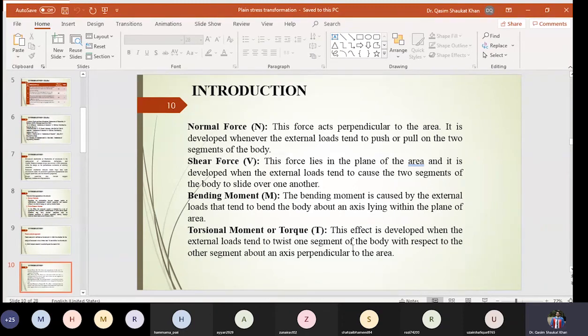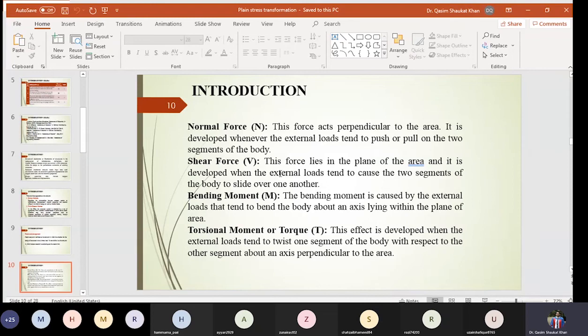ठीक है जी? So normal forces, these are the forces which act perpendicular to the area. These will produce tensile forces and compressive forces. Shear force is the force which lies in the plane of area, which tries to cut the element into two halves. Shear force will produce shear stresses.